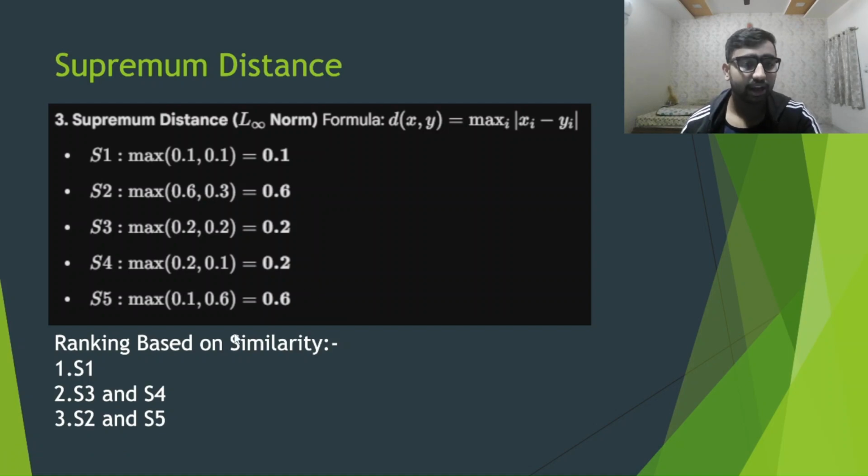And then again, ranking based on similarity, the smaller the distance, the greater the similarity. Hence, S1 is the most similar data point, while S3 and S4 are equally less similar than S1 to the given data point, and S2 and S5 are equally least similar to the given data point.